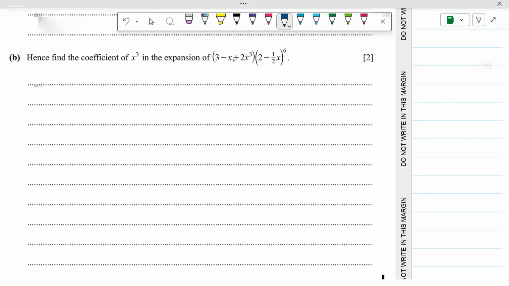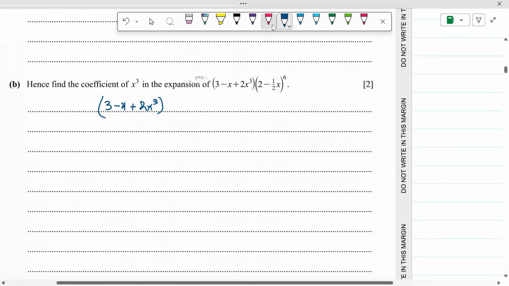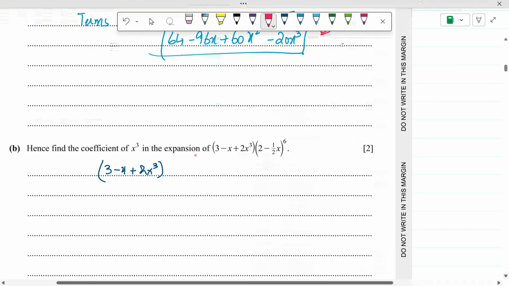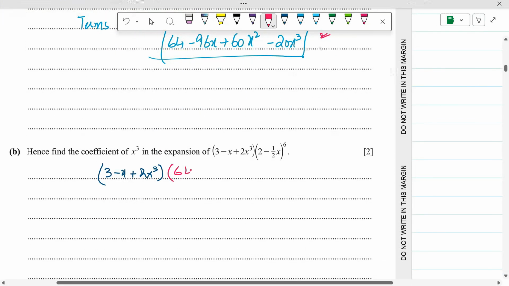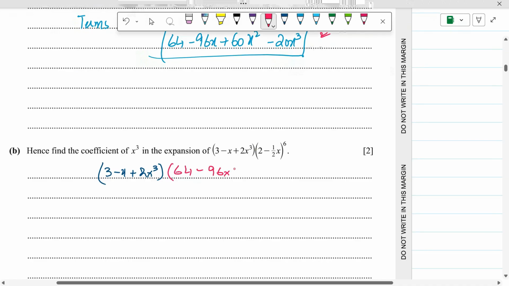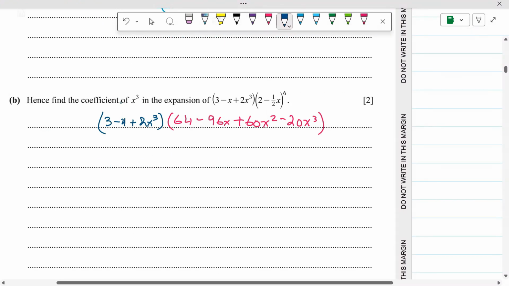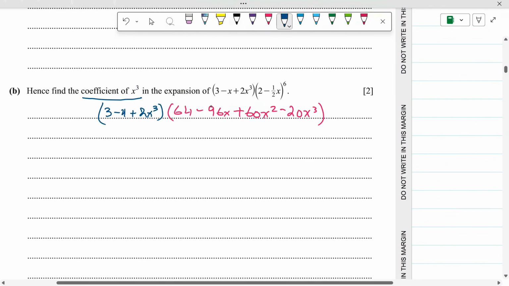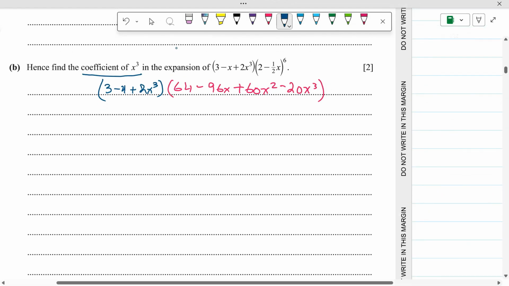Okay, part B, hence find the coefficient of x cube in the expansion of (3 minus x plus 2x cube) times (2 minus half x) to the whole power of 6. So we have the first expansion, which is 3 minus x plus 2x cube, and this will be multiplied with the expansion we just solved in part A. So we will use this expansion: 64 minus 96x plus 60x square minus 20x cube. We need to find the coefficient of x cube only, not the terms which have x constant or x square. So we just need to multiply those terms which will give us x cube.